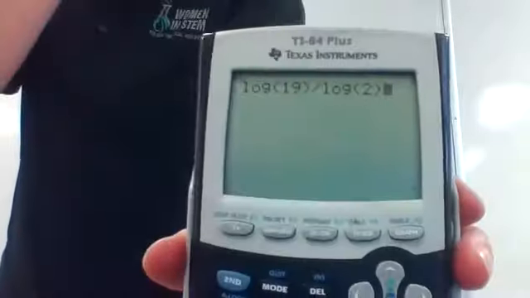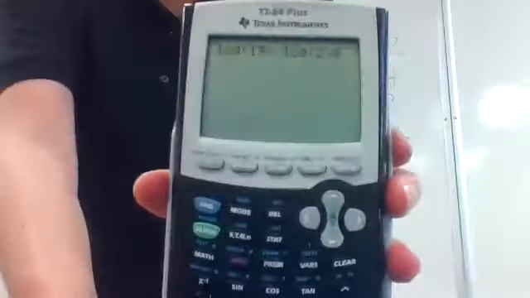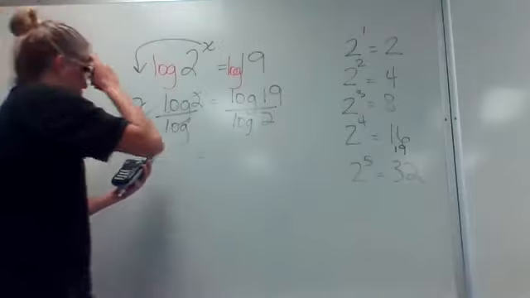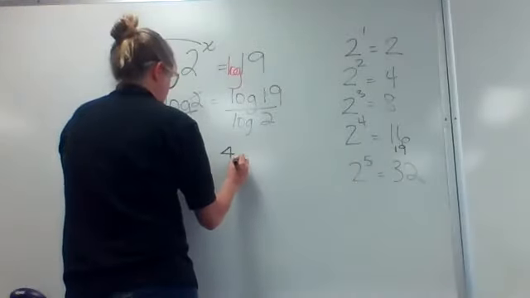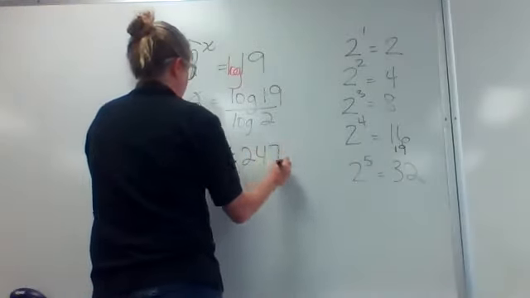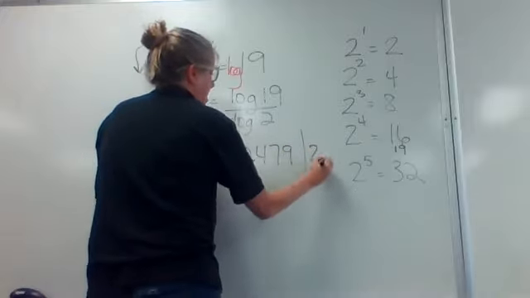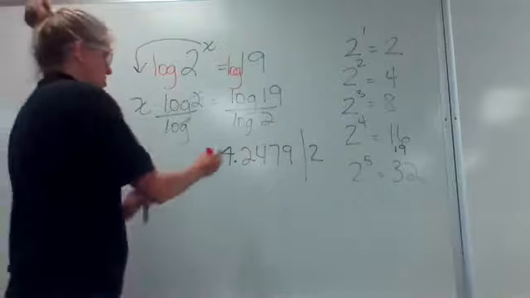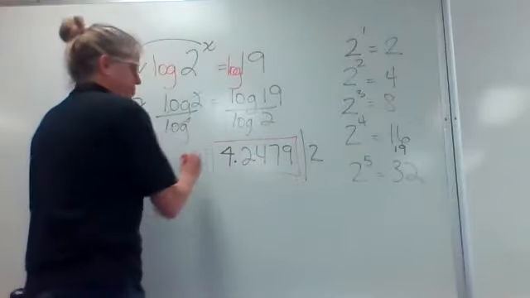Okay, so you're just doing log 19 divided by log 2, enter, and there's your answer, round it to 4 decimals. And it is close to 4. It's 4.2479. After the 9 is a 2, which just tells me I don't need to round up.